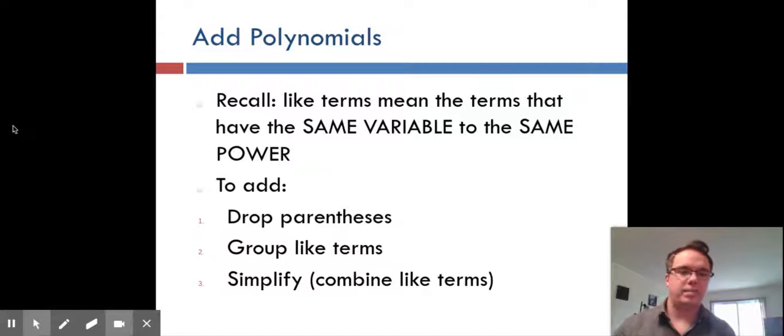All right, adding polynomials. Again, I'm going to pause here for a second so you can write this in your notebook. So pause the video and hit play whenever you are ready.